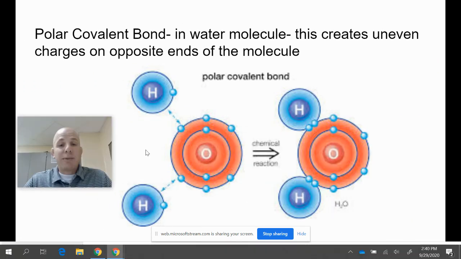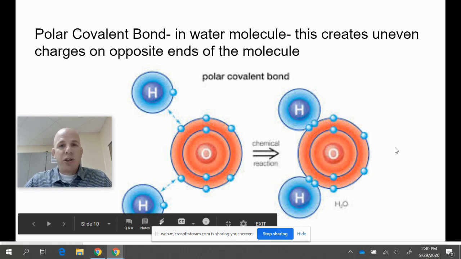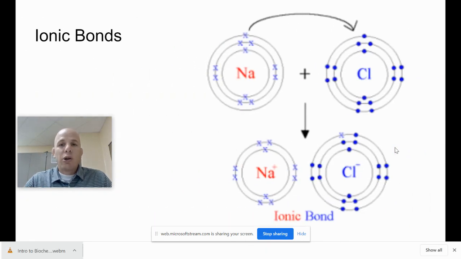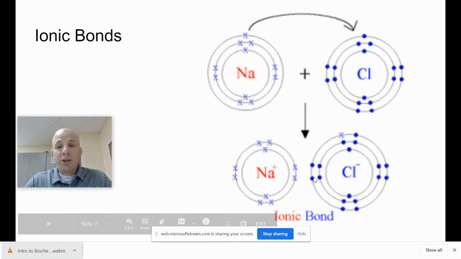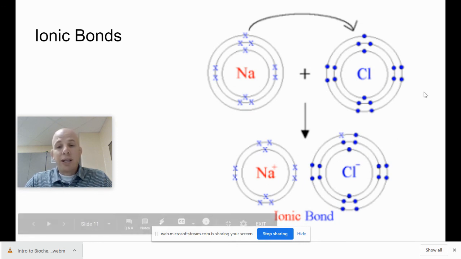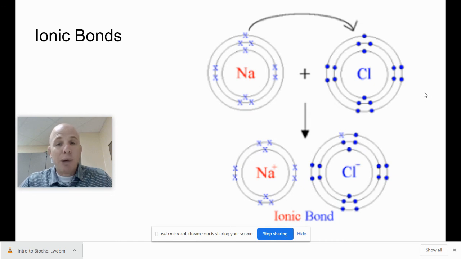Polar covalent bonding, that's something I'm going to talk more about in a later video, so I'm going to hold off on that for just a second. And then ionic bonding. Remember, sodium will easily lose an electron. Chlorine will easily pick up that electron. When that occurs, I have a positive sodium bonding to a negative chlorine. That's going to give me my ionic bond or ionic compound.